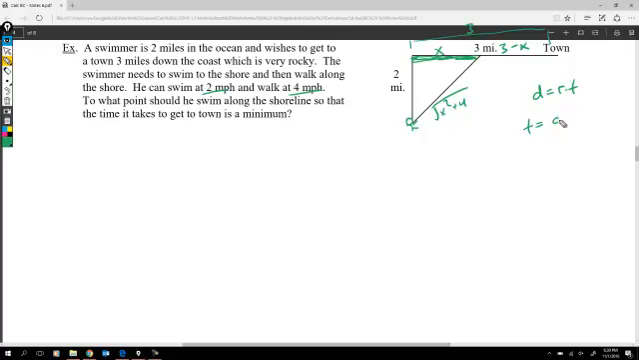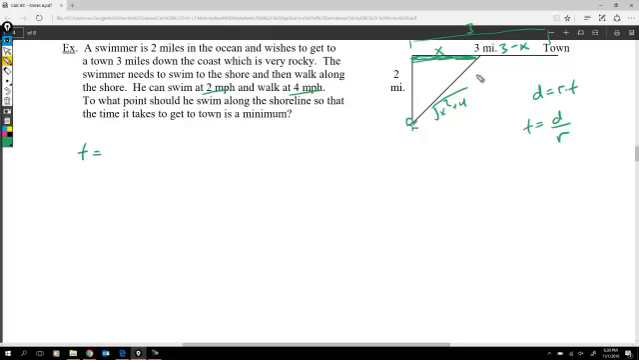So I know that time is distance divided by rate. All right, so let's come up with the equation that I'm trying to optimize. Okay, I'm trying to get a minimum amount of time, so I'm going to set it t for time. Okay, so the time he's going to take is distance divided by rate.